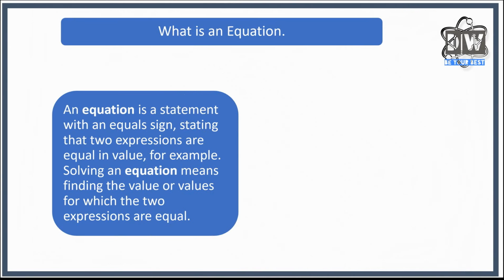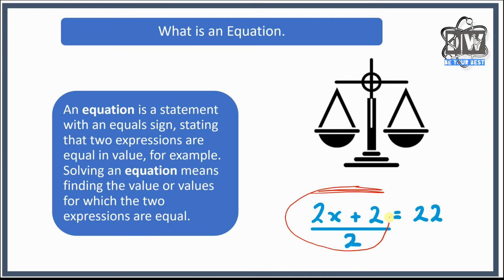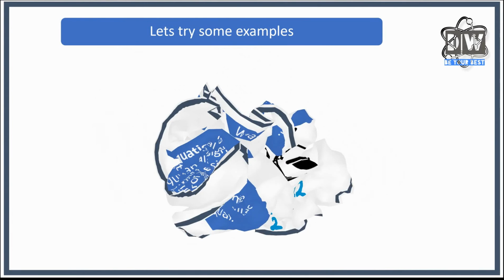So what is an equation? Well, we should know this. An equation is a statement with an equal sign, stating that the two expressions are of equal value. An example of that would be that everything on this side here is equal to 22, all right? We've done that before. Now, this is the type that we're going to do today, where we've got 3 steps before we can get the answer. So let's try some examples.